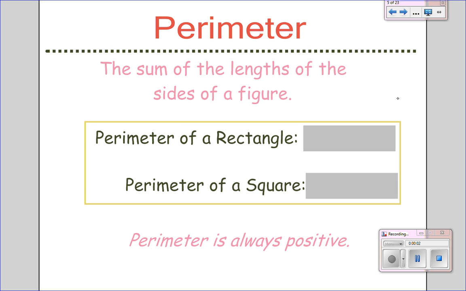We'll be looking at the area and perimeter of rectangles and squares. So first off, the perimeter is the sum of the lengths of the sides of a figure. So you add up all of the sides around a figure.